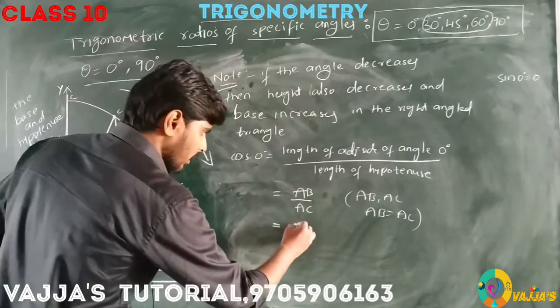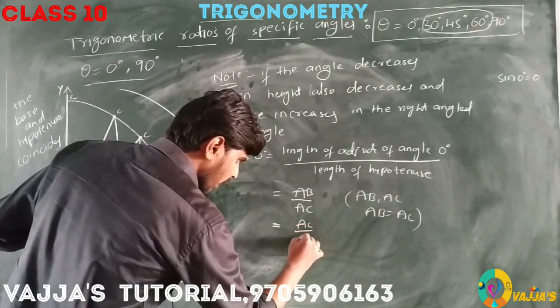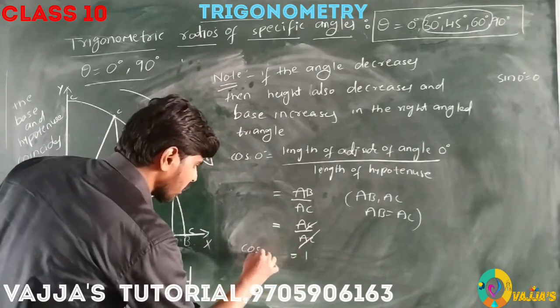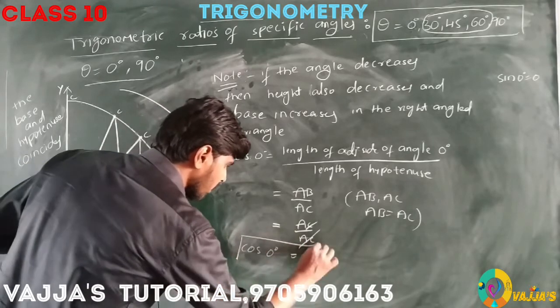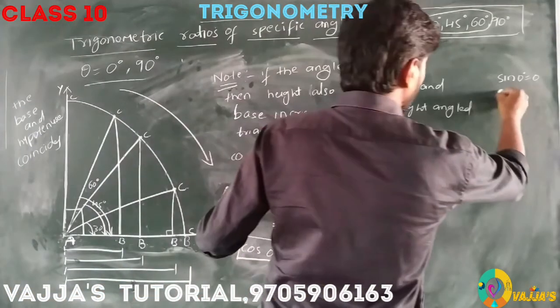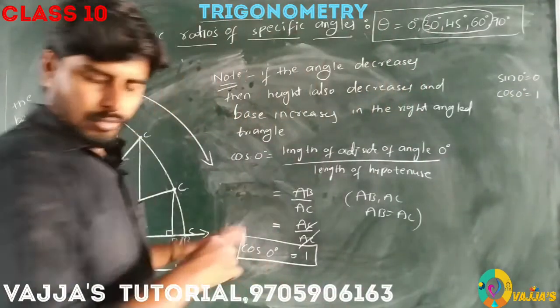That means we can replace the AC value here. AB is nothing but AC. AC gets cancelled, remaining 1, that is cos 0 degrees is 1. Cos 0 degrees equals 1.